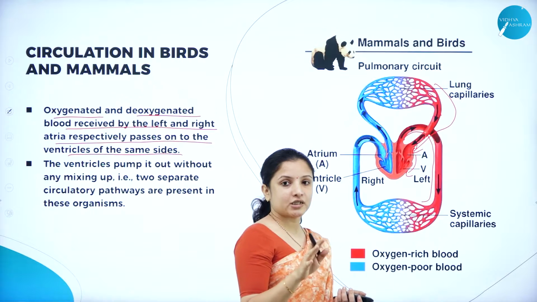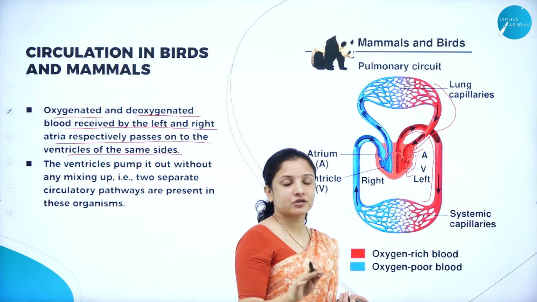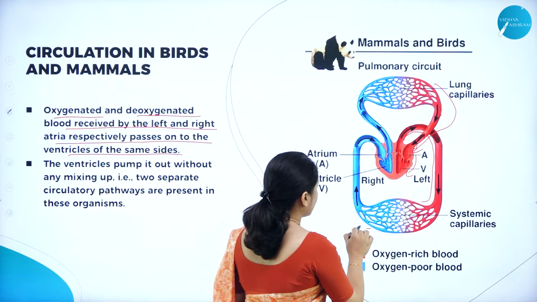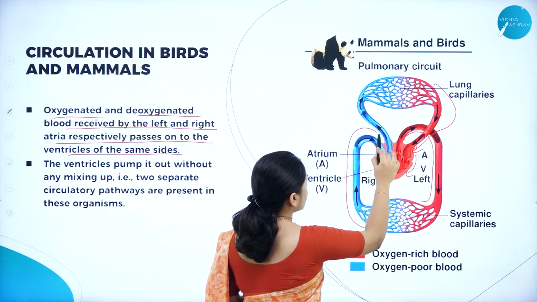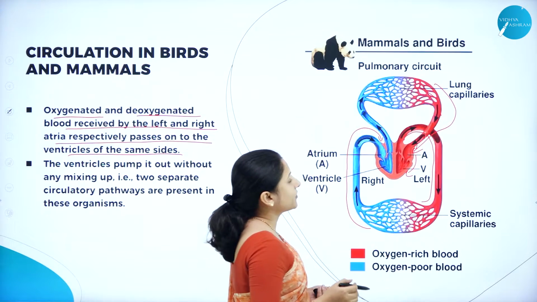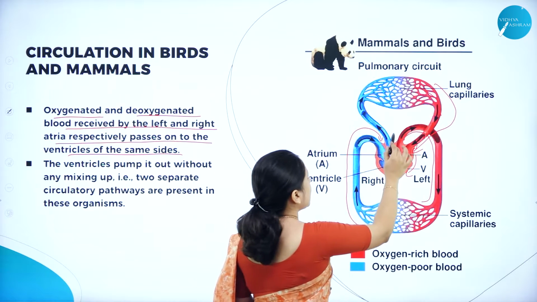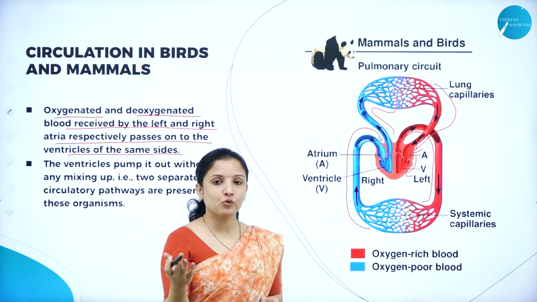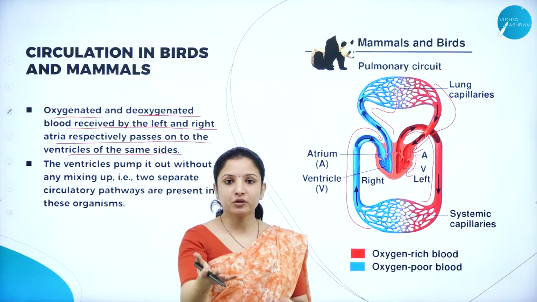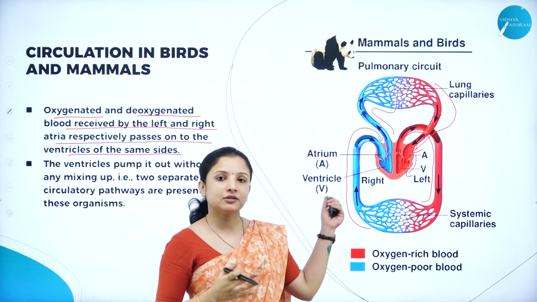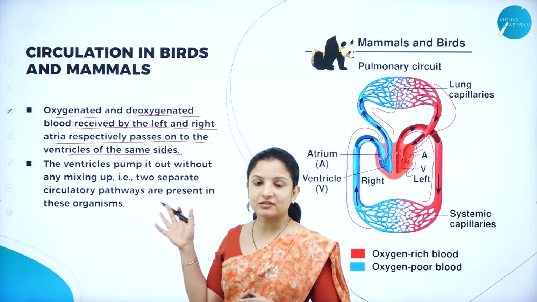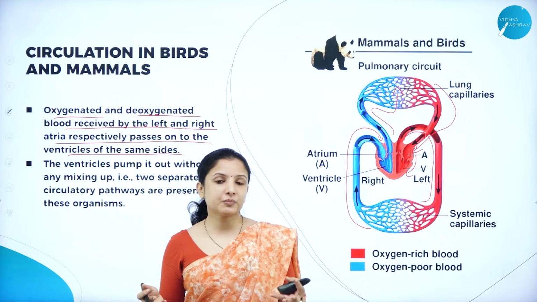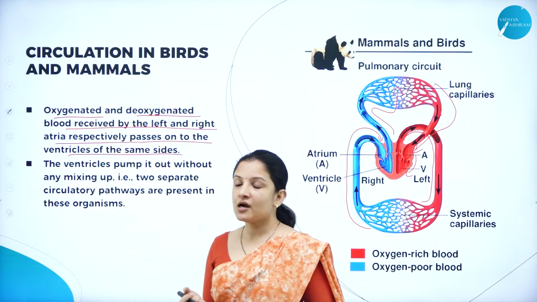Once in the body tissues, the blood dumps all the oxygen. Now the blood is deoxygenated. That deoxygenated blood will be carried to the right atria and the right ventricle, and then it will move into the pulmonary circuit. That is, it will go back to the lungs, and from the lungs it will go out through the nostrils. So that is how the circulation occurs in birds and mammals. The same thing happens in humans also, because human beings also have a 4-chambered heart, right?